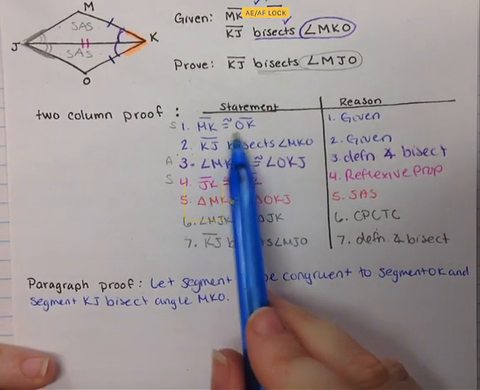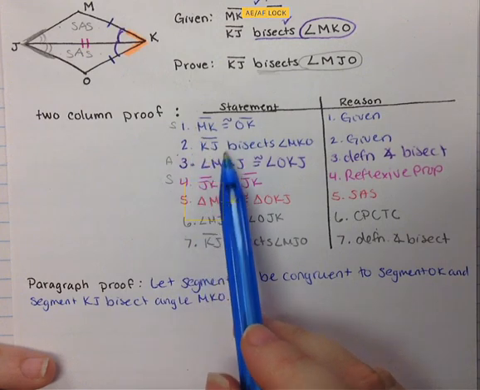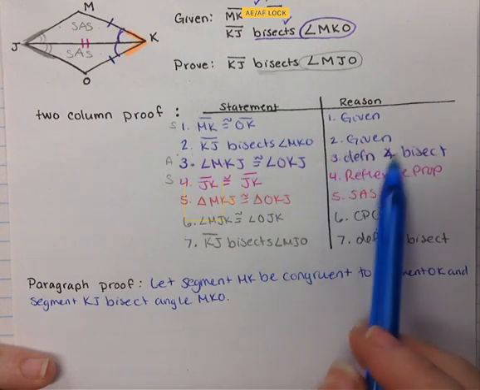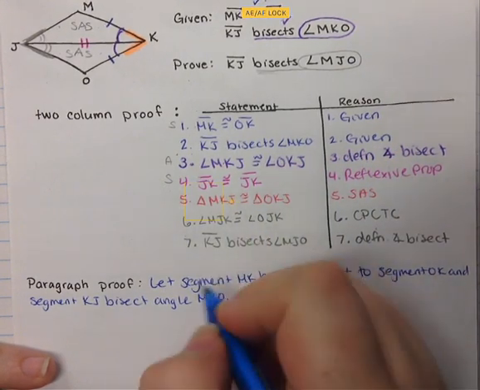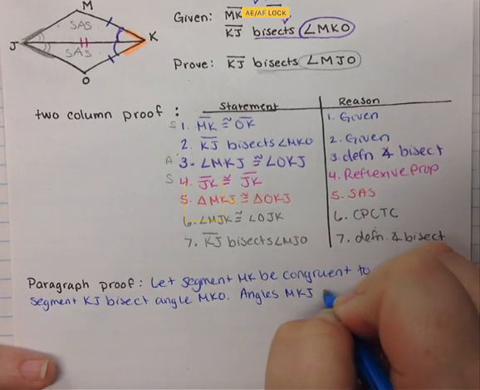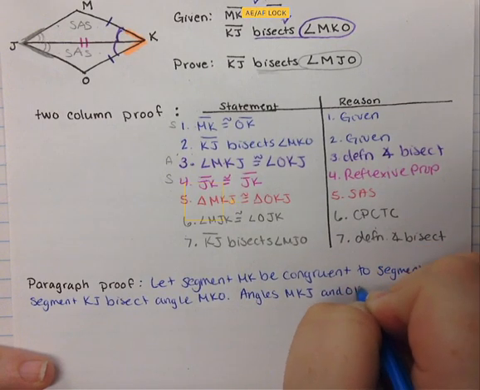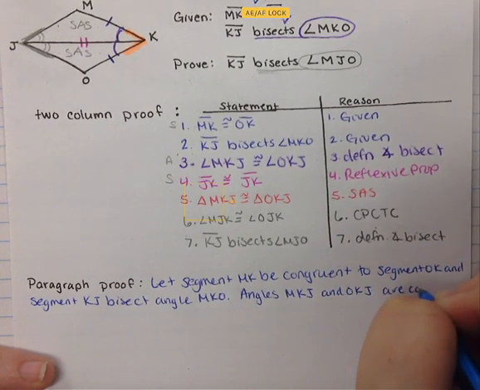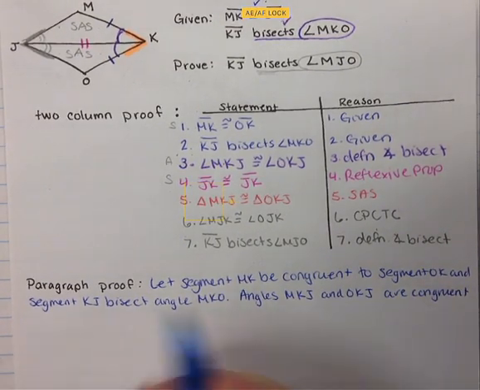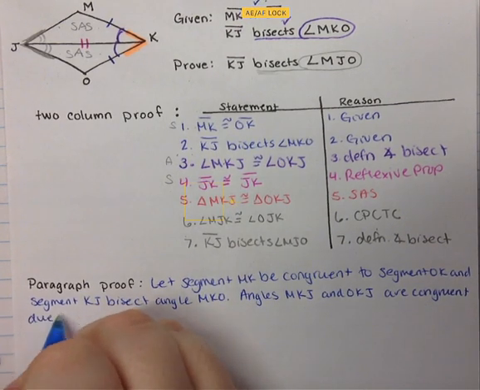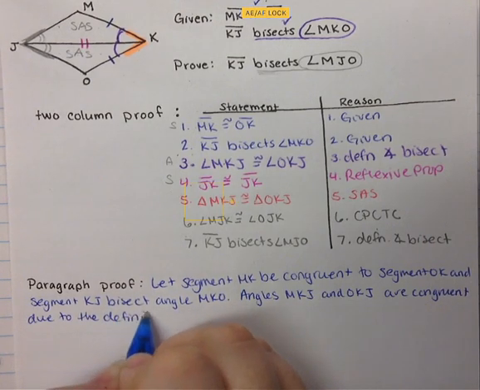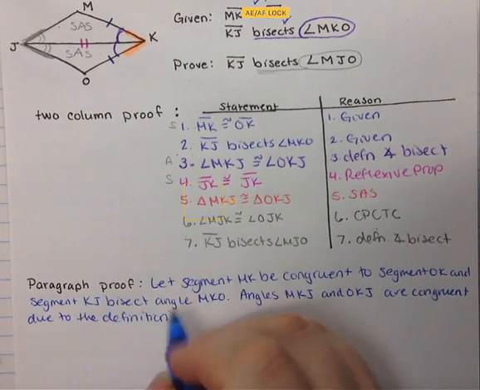What we want to do now is, because that was our statements, our givens, we want to go into the proof, into this next statement right here. So we can say, because of the definition of angle bisect, we can say that angles MKJ and OKJ are congruent. We can say because of or due to, so I'm just going to use due to the definition of angle bisect.